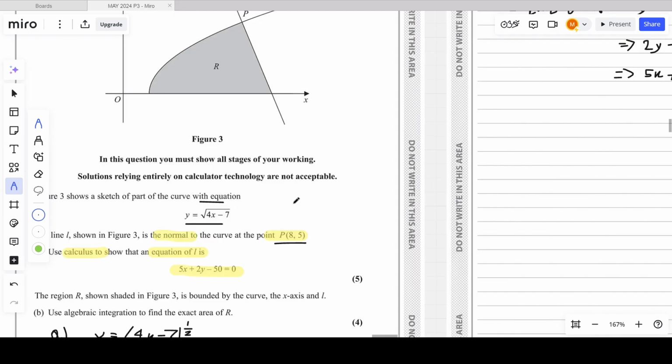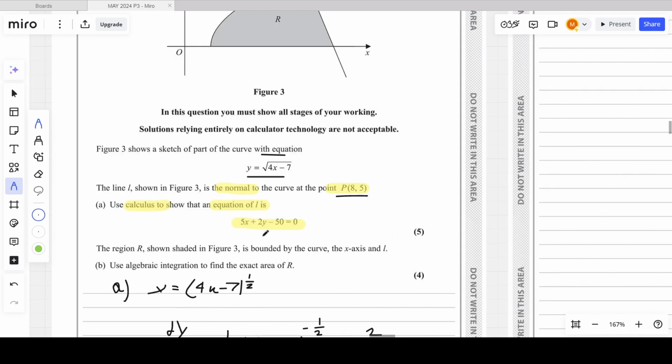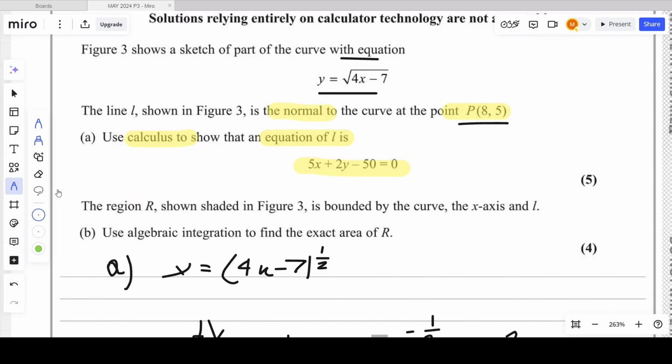Okay. Now, next, part B. In part B, the region R shown shaded in figure 3 is bounded by the curve, the x-axis, and the line L. We can see in the figure 3. So, use algebraic integration to find the exact area of R. We have to find out the exact area of the region R.